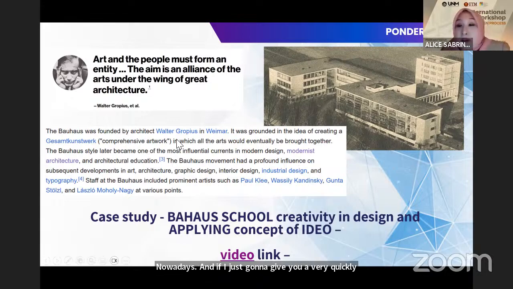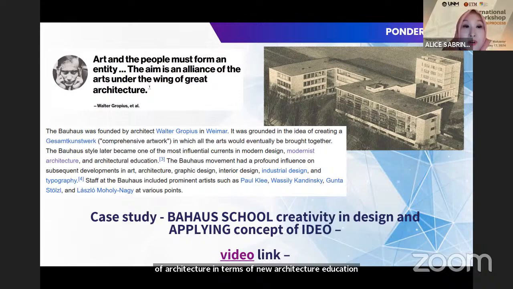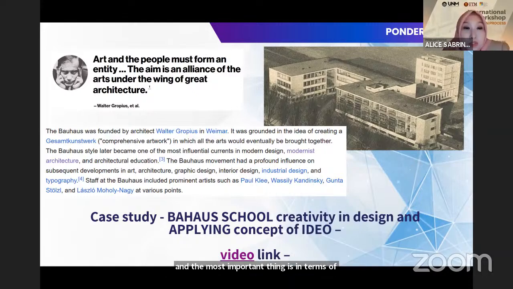So Bauhaus was actually founded by an architect known as Walter Gropius in Weimar. It was in the late 19th century. And the Bauhaus style actually influenced how modernists think in terms of architecture, in terms of new architecture education, and the most important thing, in terms of arts and design and how design can contribute to society.